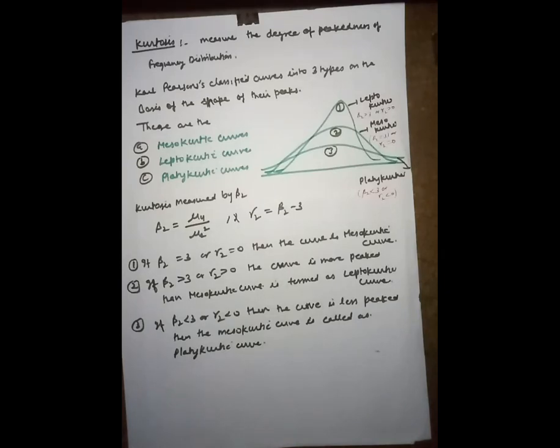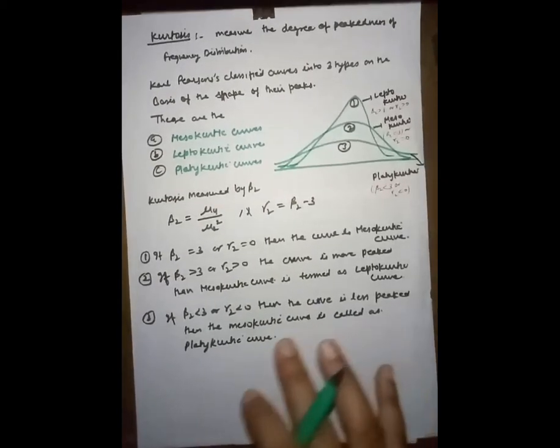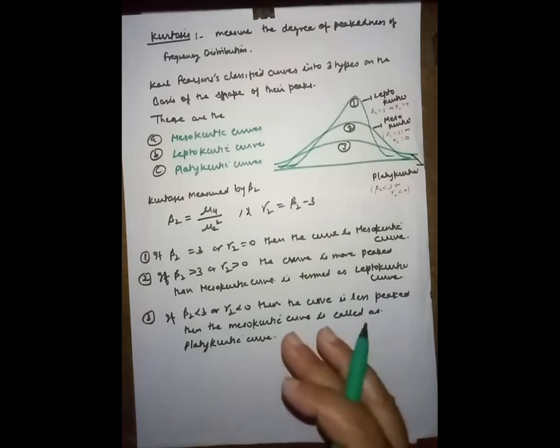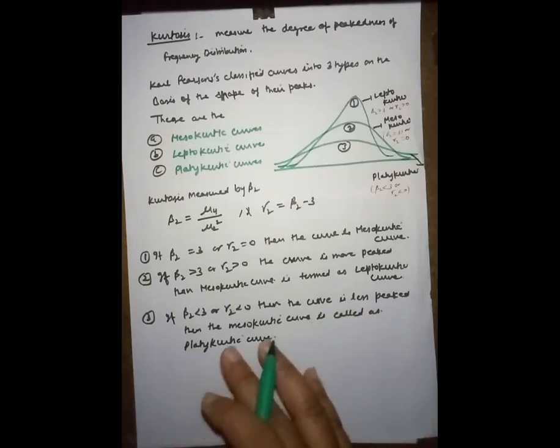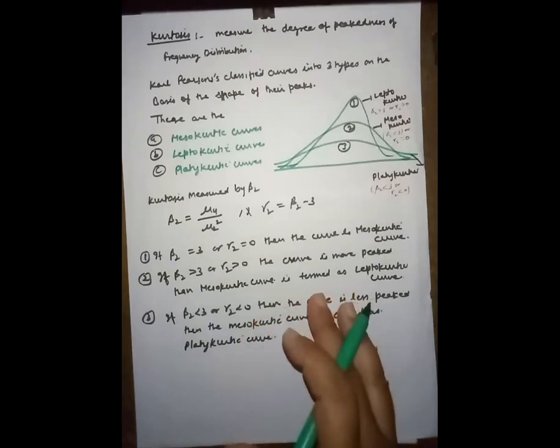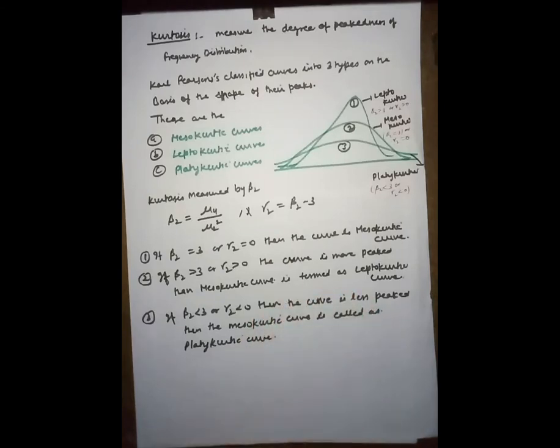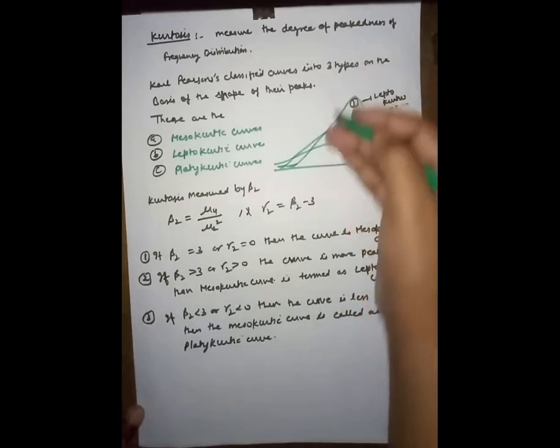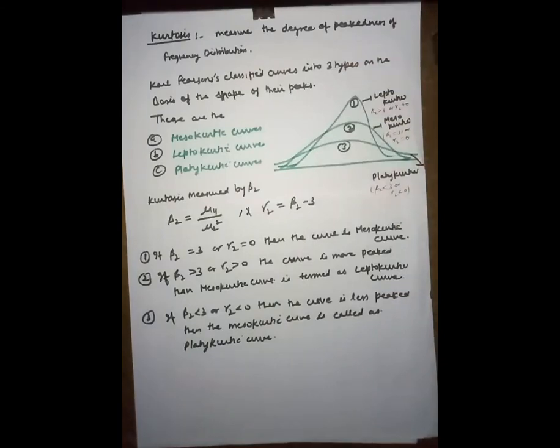So this is the skewness and kurtosis. So friends, skewness just measures the degree of asymmetry, or studies the shape, but kurtosis measures the degree of peakedness of the curve. Right, friends?